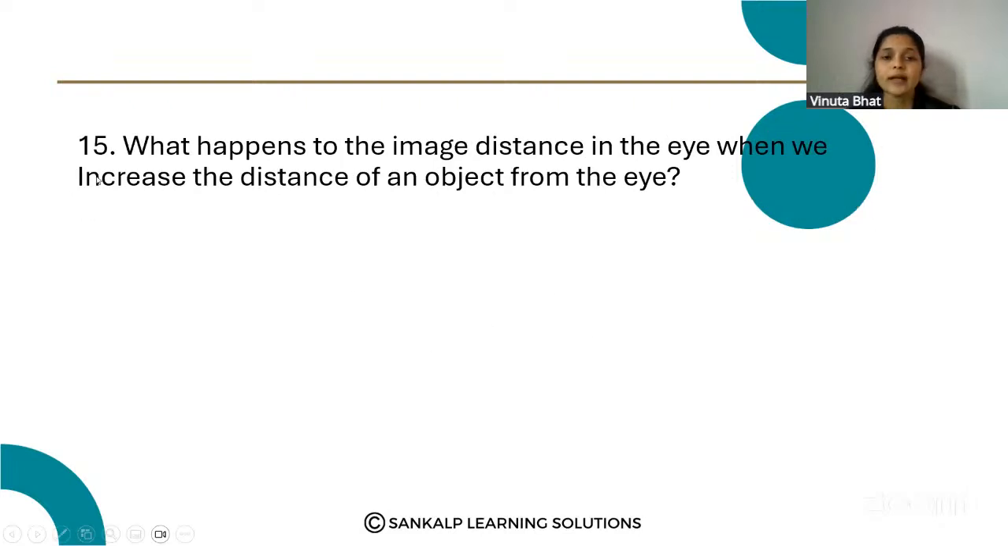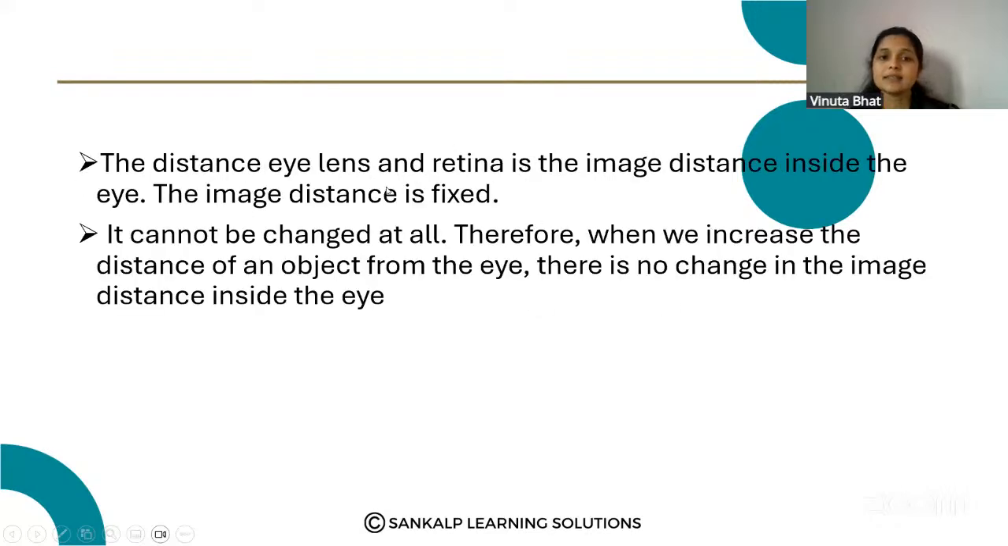Next question. What happens to the image distance in the eye when one increases the distance of an object from the eye? So what happens to the image distance? The distance between the eye lens and the retina is the image distance inside the eye. The image distance is fixed. It cannot be changed at all, because when we increase the distance of an object from the eye, there is no change in the image distance inside the eye.